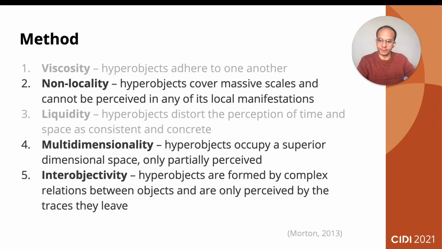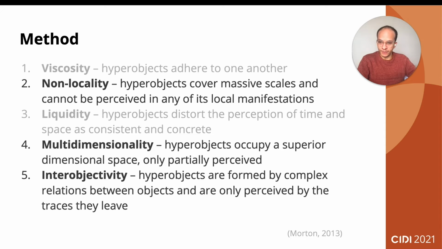Morton uses as examples plastic, which we're going to be focusing on here today, which is not only one bottle of plastic, but all the plastic in the world as an entity together, as an object. And other examples such as uranium radiation, the climate crisis itself, and so on. Morton suggests 5 different properties which every hyperobject would contain. And those are the properties of viscosity, non-locality, liquidity, multidimensionality, and interobjectivity.